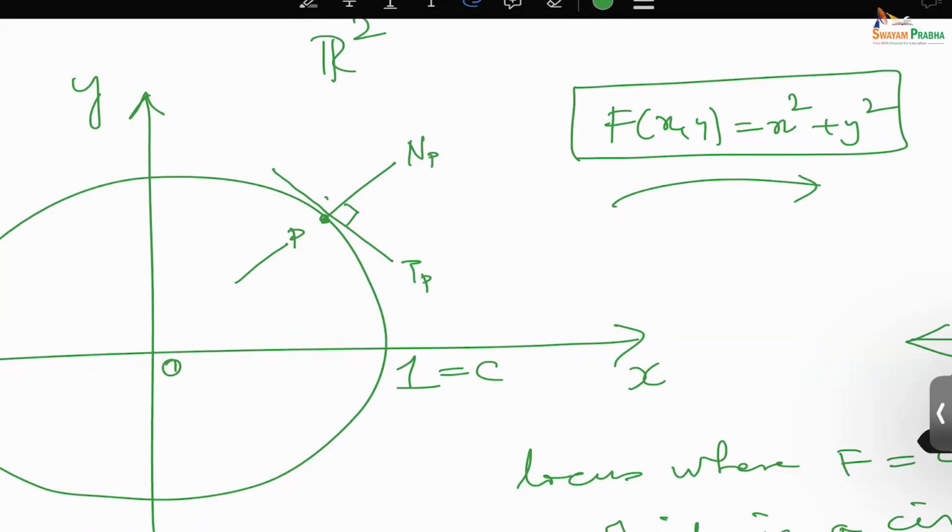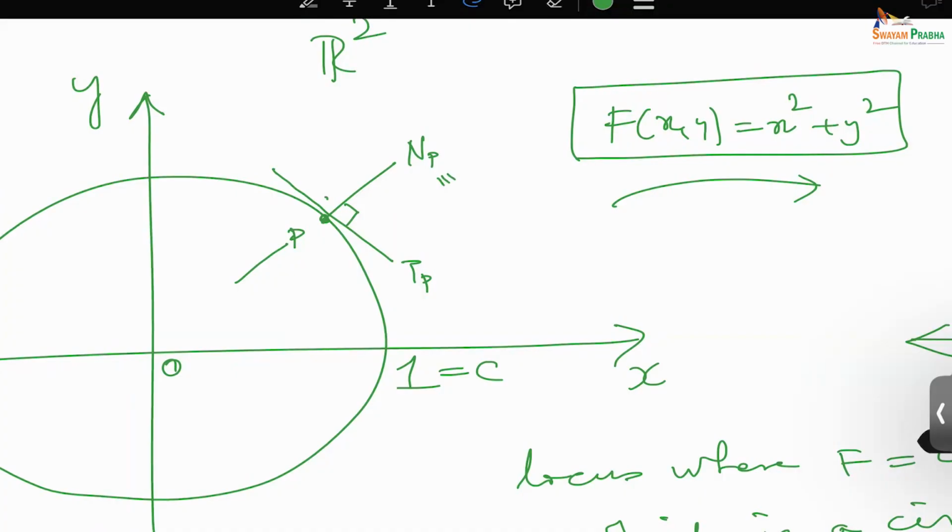The point is that the slope of the normal is controlled by the components of the gradient. So this normal direction is given by fx comma fy, where of course fx is dou f by dou x and fy is dou f by dou y. In this particular case, f is x squared plus y squared, so fx will be 2x and fy will be 2y. So what you will get is 2x comma 2y. That is the normal direction.